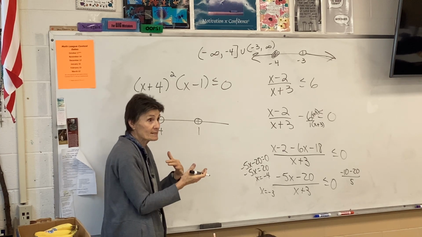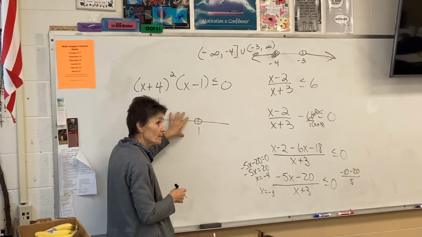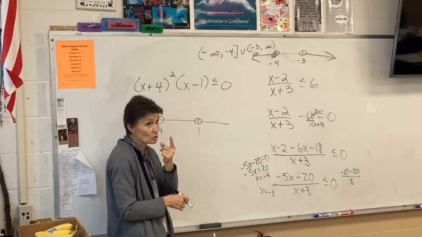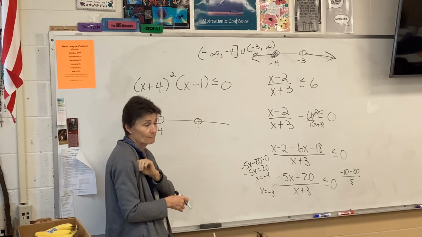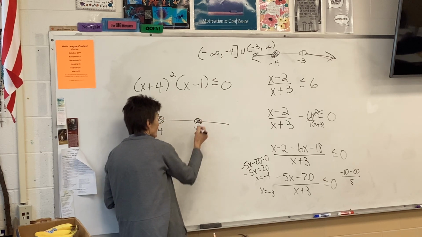But it just means now that I'm going to pick a number here, I'm going to pick a number here, and I'm going to pick a number here. So I'm going to have to pick 3 numbers instead of just 1. What about these dots? It looks like they ought to be colored in.